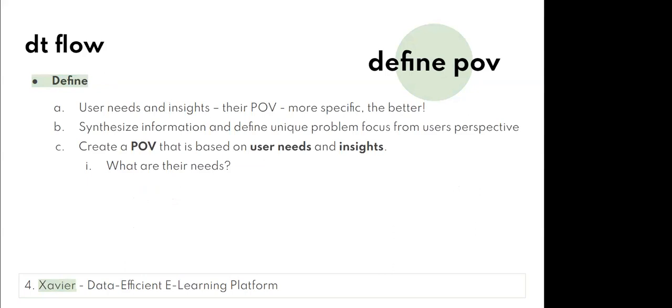The next part is the define. Now here, you're coming in and you want to get to a point form. We're looking at the user needs and insights, their point of view. The more specific you are, the better. We're synthesizing all the information that you've done in the previous step and defining a unique problem focus from the user's perspective. We're creating one point of view that is based on a user's needs and insights.